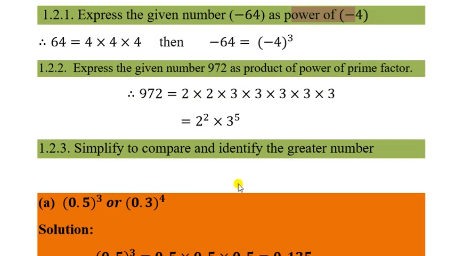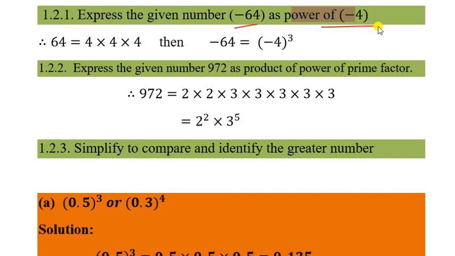Now, from your book, I've taken some problems here. You can solve this with the help of this. Express the given number minus 64 as a power of minus 4. That means you have to write that minus 64 in the form of minus 4. How will you write? It's very simple.